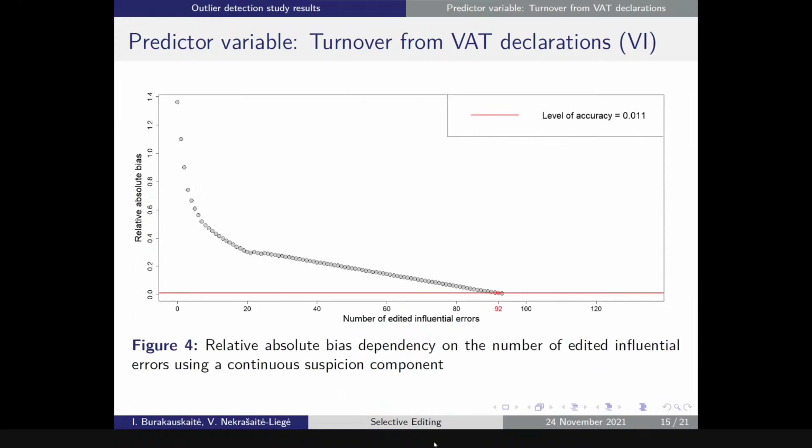But using a continuous suspicion component, the number of influential errors identified was lower, and that meant that almost all of the identified influential errors had to be edited. That is 92 out of 93. And this example shows that a continuous suspicion component could help us to reduce this unnecessary data editing.